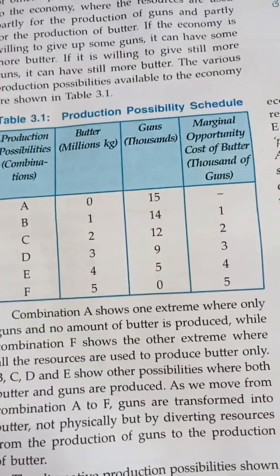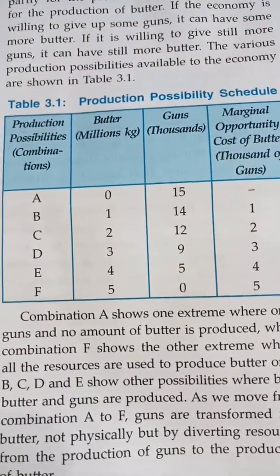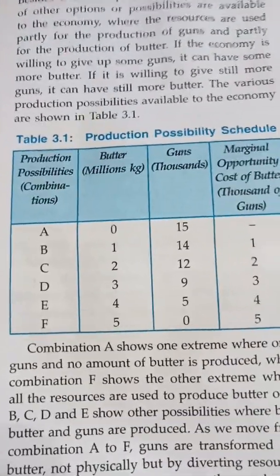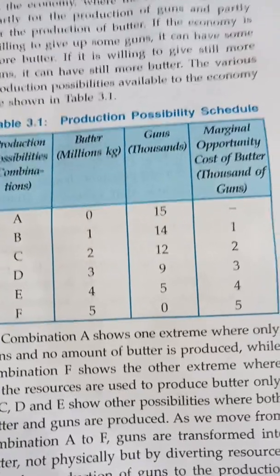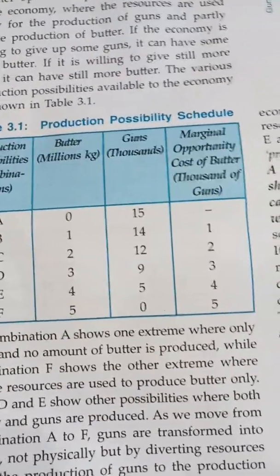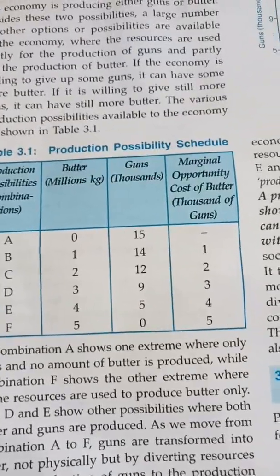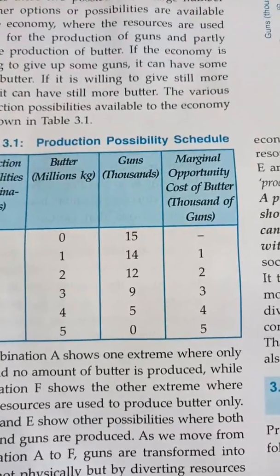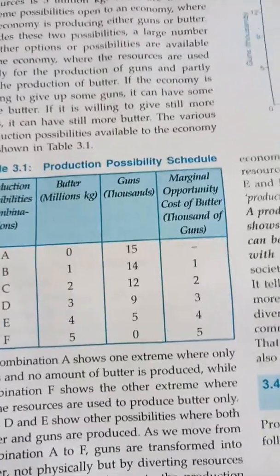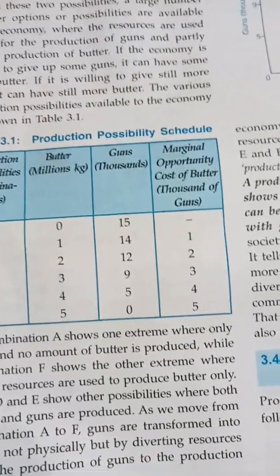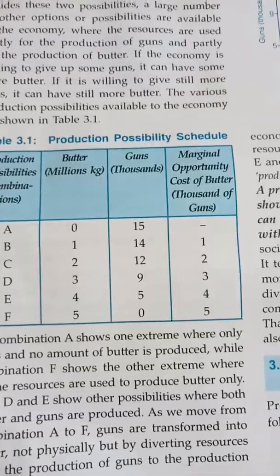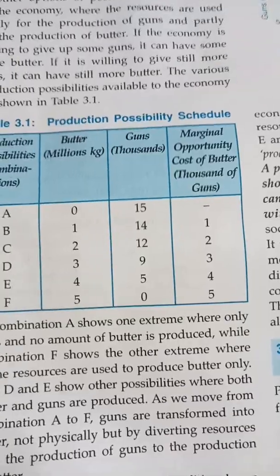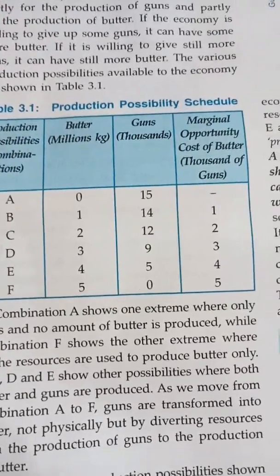Now here is a table. The first column is production possibilities, the combinations. Butter, million kg, and guns in thousands, you may ignore that. Just consider units. The last column is marginal opportunity cost of butter. Now we assume that the entire economy spends all its resources to produce these two goods. Nothing is saved. All the resources are to be utilized to produce the two goods.